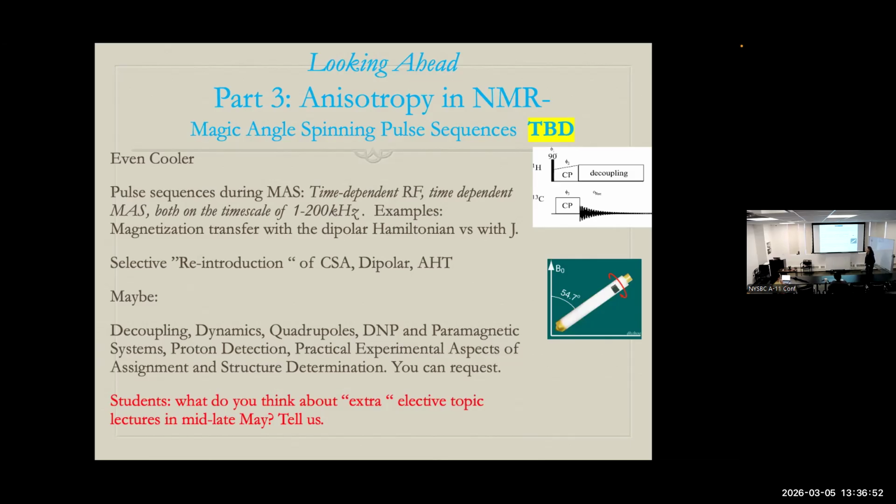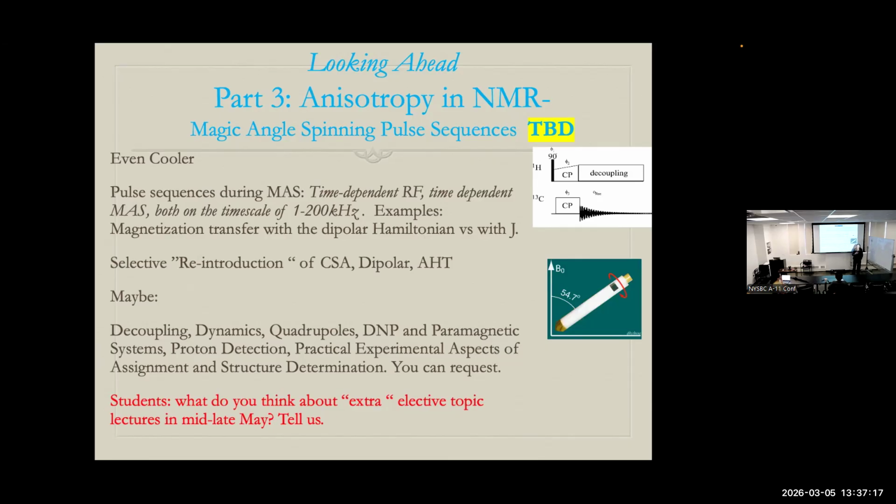We start with a classic and relatively simple example, which has to do with using dipole couplings to move magnetization around instead of J. But that would probably take a full lecture and then a little bit, maybe more even for the homework. And then later on, and this is a question to the students, this is my last slide for today.